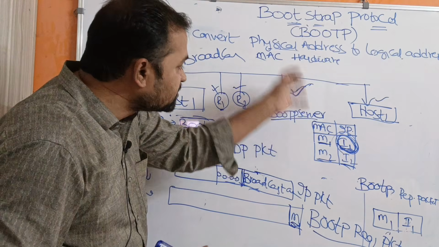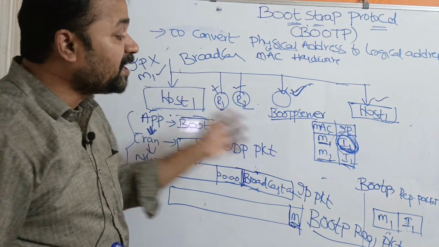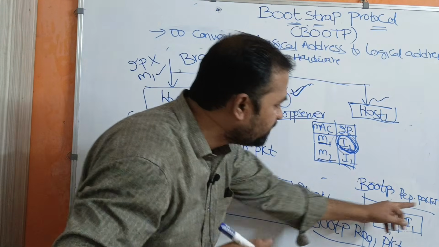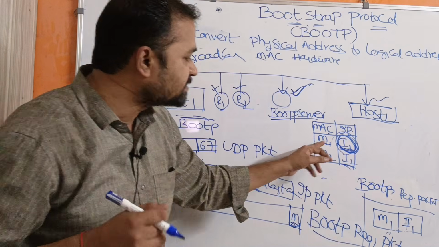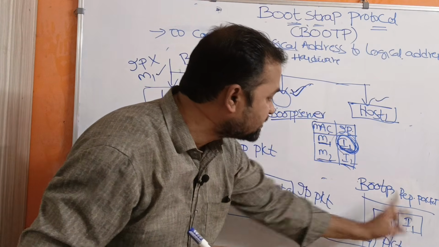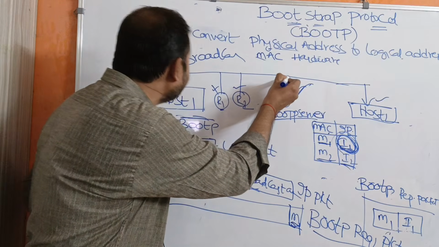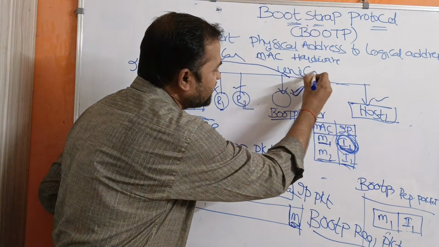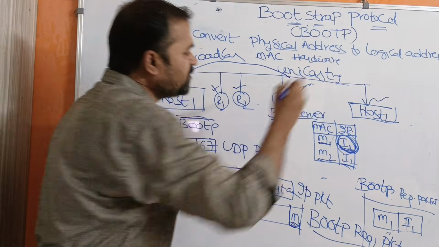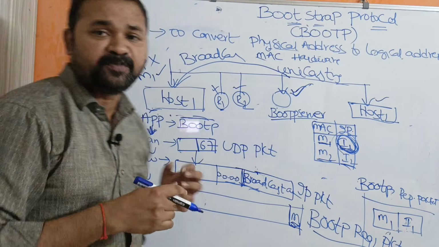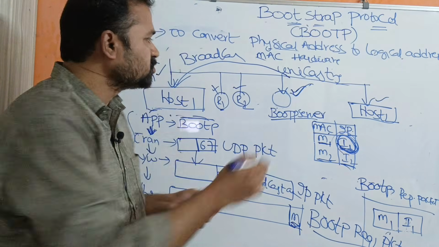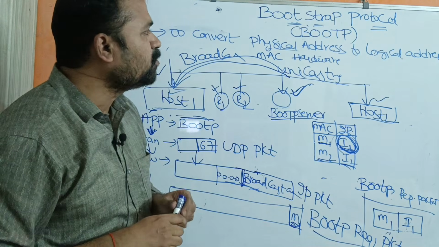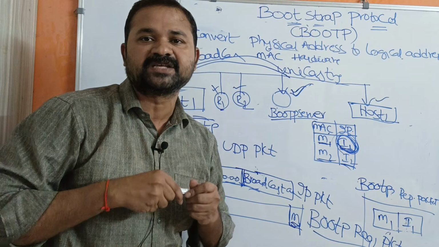Now the BOOTP server will provide the reply in the form of a BOOTP reply packet. The BOOTP reply packet mainly contains two fields: the MAC address M1, and the IP address I1. It simply sends that packet to host 1. This message will be transmitted with unicasting. Why? Because now the BOOTP server knows the corresponding IP address of host 1, so it will directly transmit that reply to host 1. So this is about BOOTP, that means Bootstrap Protocol.